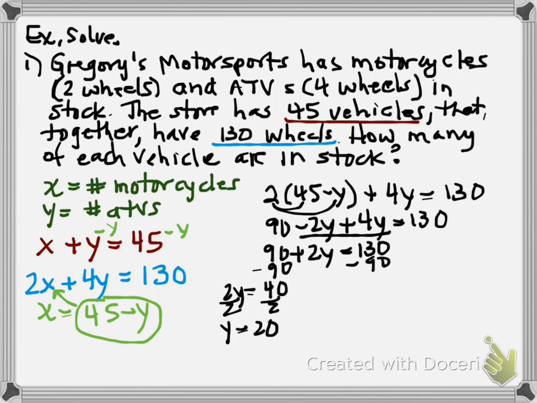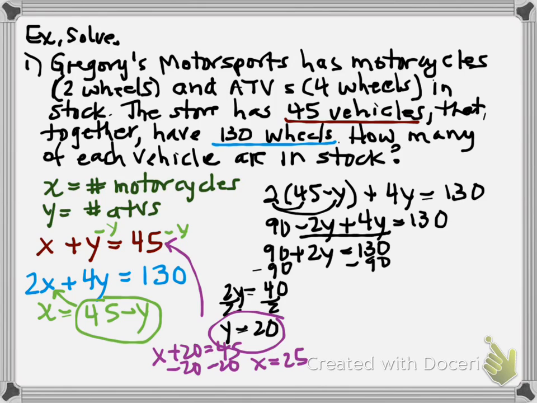So y represents the number of ATVs, because that's how we defined it. So how do we figure out how many motorcycles? Plug it back into either original equation and solve. This is the easier one. So I have x plus 20 equals 45. Subtract 20, and I get x equals 25.